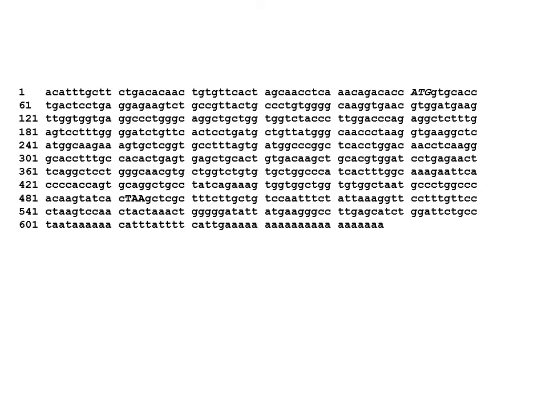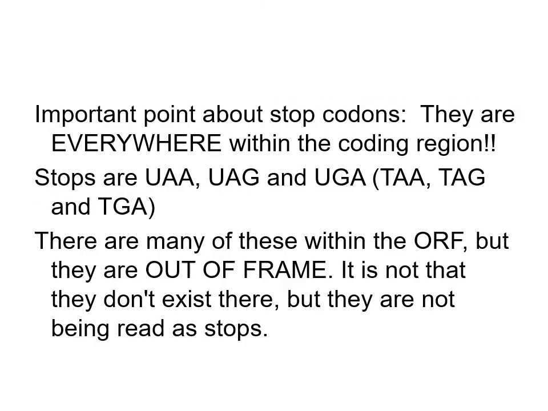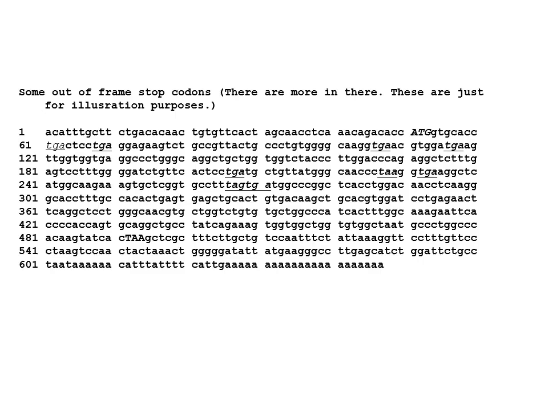My point is, don't think there are no stop codons within the open reading frame, because they are. They're all over the place. They're just not being read in frame. So I'm going to show you a few just by underlining them. I underlined a whole bunch of them. Here's the TGA, TGA, TGA, there's the TAA, etc. There are a lot more here that I'm not underlining, but this is just to make the point that there are stop codons scattered throughout this RNA sequence or cDNA sequence, whichever you choose to call it.